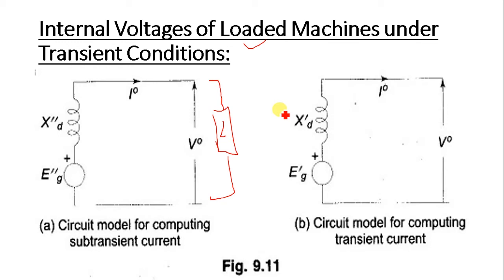In the previous case it was assumed that the machine was operating at no load prior to the occurrence of the short circuit, but the analysis of a short circuit on a loaded synchronous machine is a little bit complicated. So it is beyond the scope of the syllabus. We are not going to deeply understand how the short circuit current varies when the synchronous machine is loaded. However, we present the method of computing the short circuit current when the short circuit occurs under the loaded condition. So here you can see in the figure.